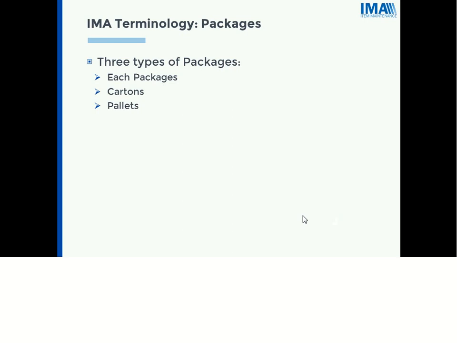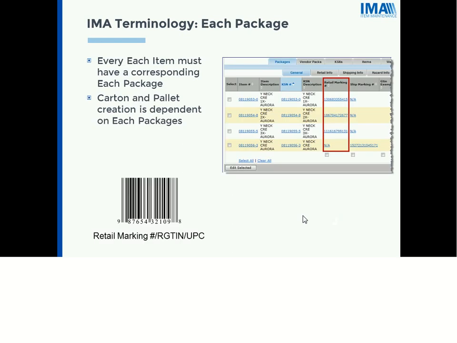So just like there are different item types that you build, there are also different types of packages that you build. You have each packages, you have cartons, you have pallets. First, we're going to talk about the each package. Each packages are kind of the building blocks because each item has to have a corresponding each package, and carton and pallet creation is dependent on each packages. So you have to have those each packages built in order to put anything into your cartons and pallets when you create them.